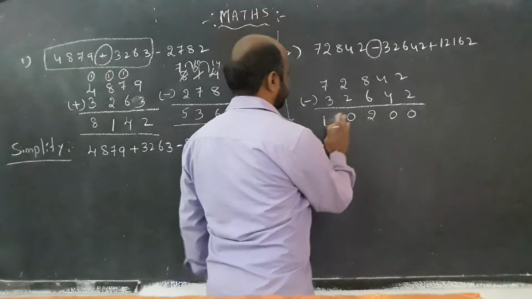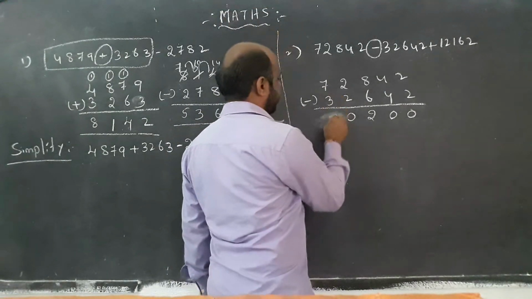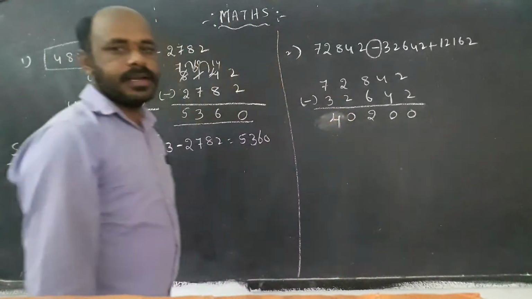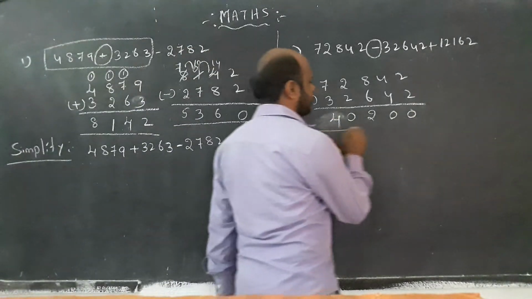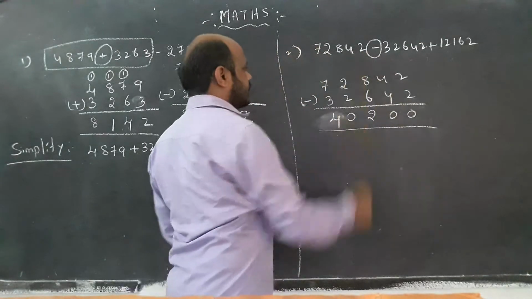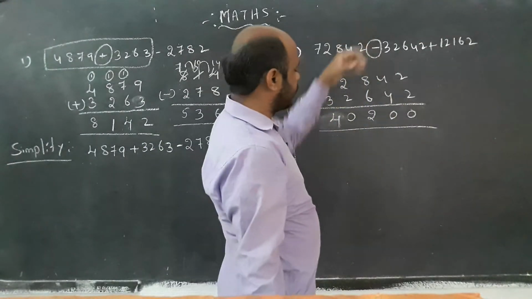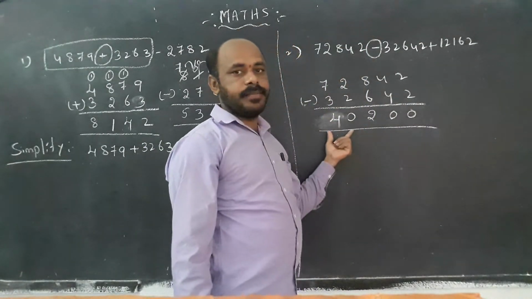Sorry, 7 minus 3 will become a 4, not 10. 7 minus 3 will become a 4. Then whatever the difference of the first two numbers is, how much? The first two numerical numbers give us 40,200.